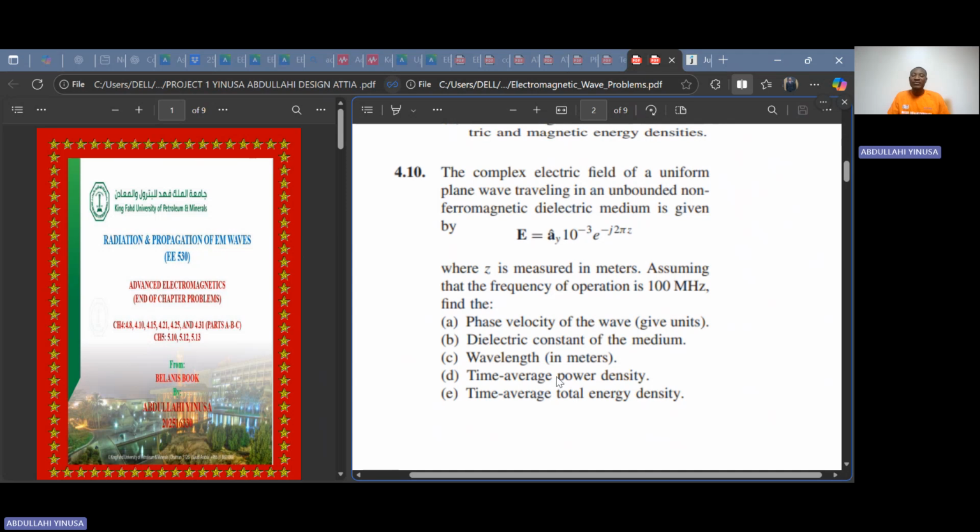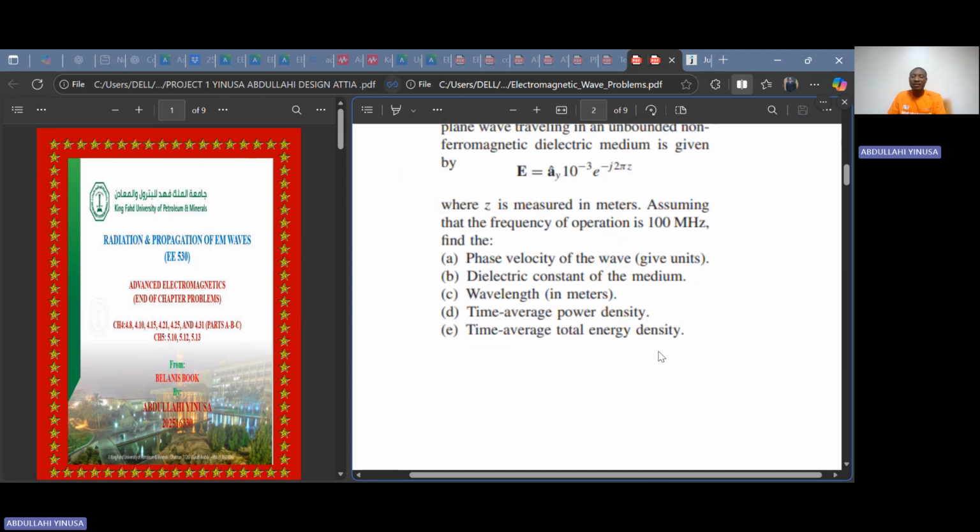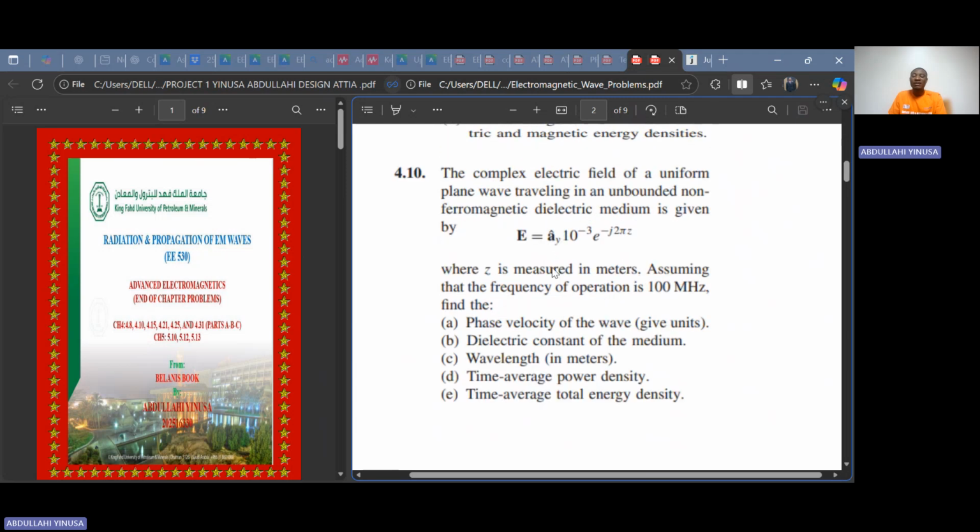Then the time average power density, S. That's the cross product of the electric and the magnetic field. The magnetic field is not given. You have to calculate the magnetic field by using the normal formula, or using the familiar shortcut. We can use the formula k cross E over the wave impedance.